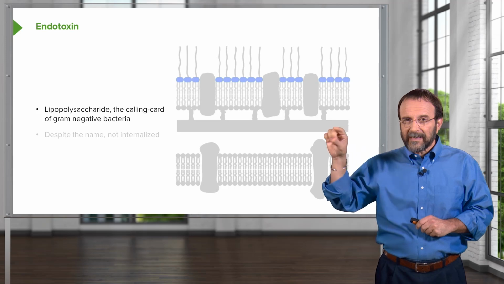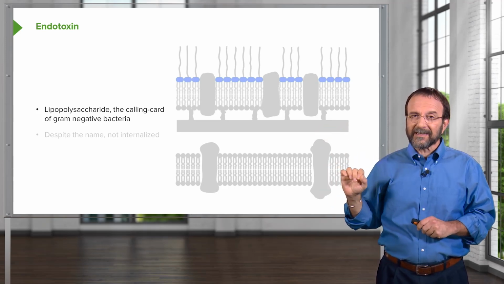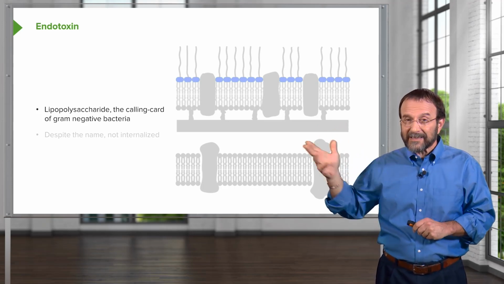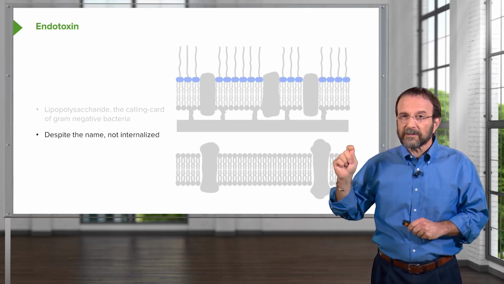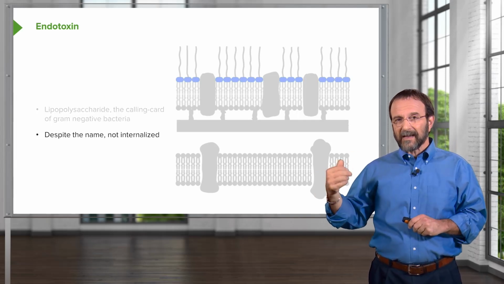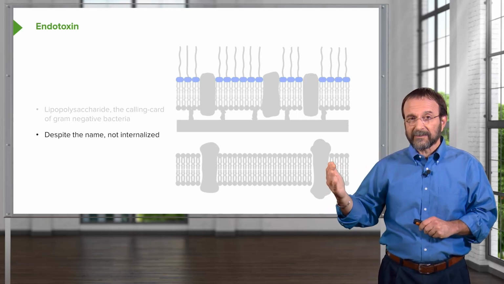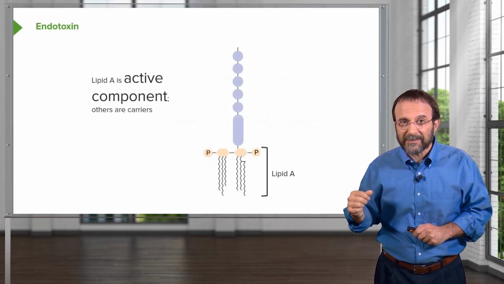So that outer layer is a lipid bilayer, but the outer layer is unusual. It's not the standard kind of lipid. It's made of lipopolysaccharide, and that is what is endotoxin. Now, despite the name endotoxin, this toxin is not internalized into the host cell. It remains extracellularly. It just happens to be the name that has stuck over the years.